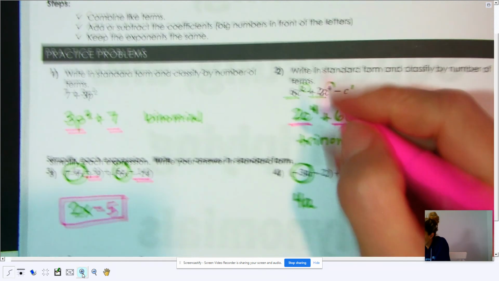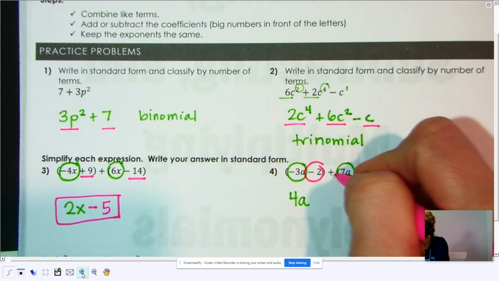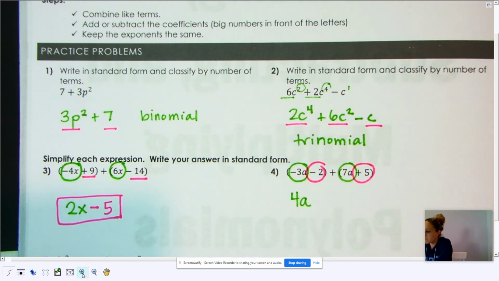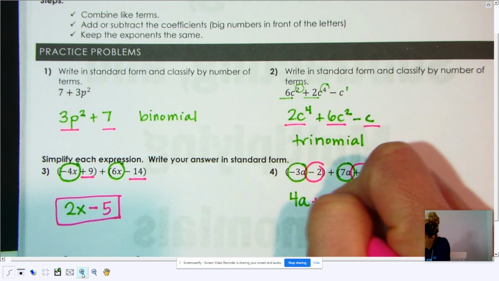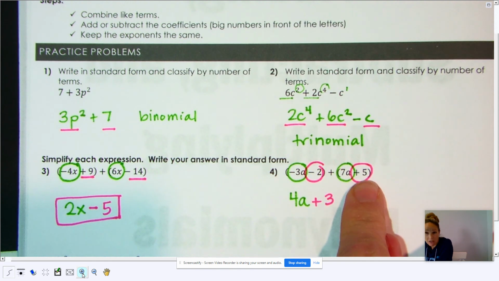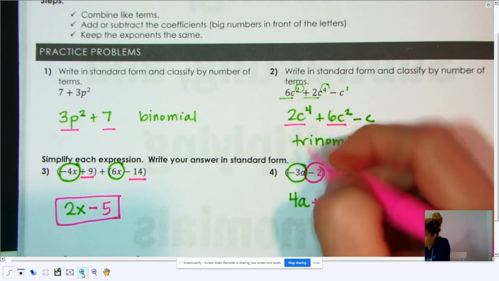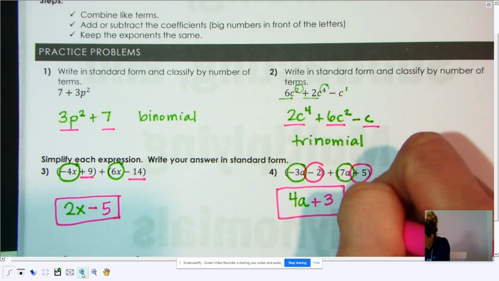Then we're going to look at what we have left over. We have a negative 2 and a positive 5. So that would be a positive 3 because I have 3 extra positives. Okay, so our answer would be 4a plus 3.